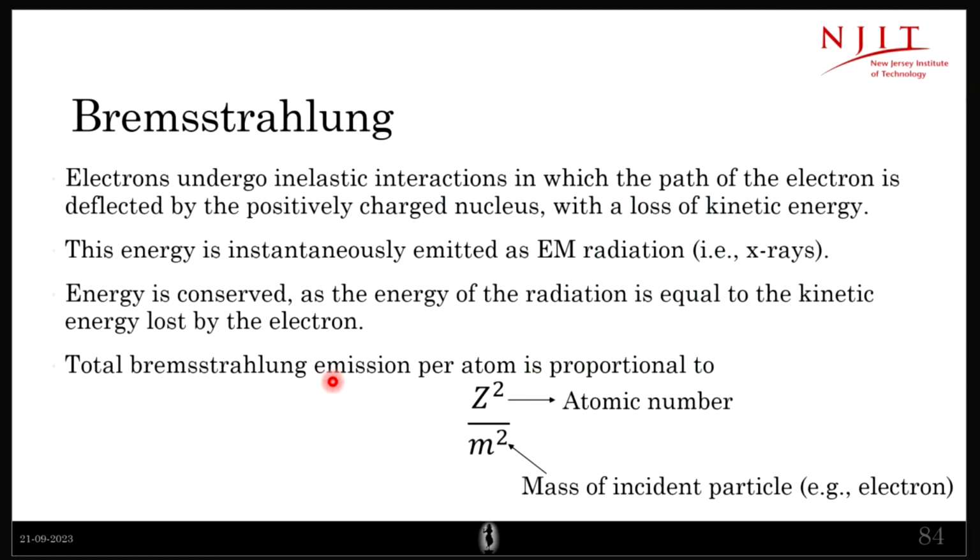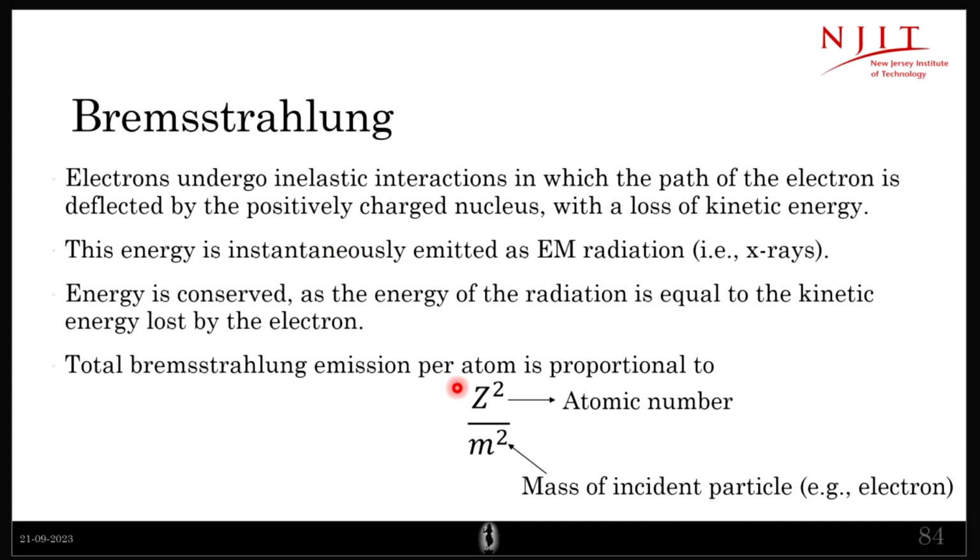So this is a very important cause of X-ray production. The X-rays that are emitted from the tube, most of the X-rays come from braking radiation or this particular radiation.